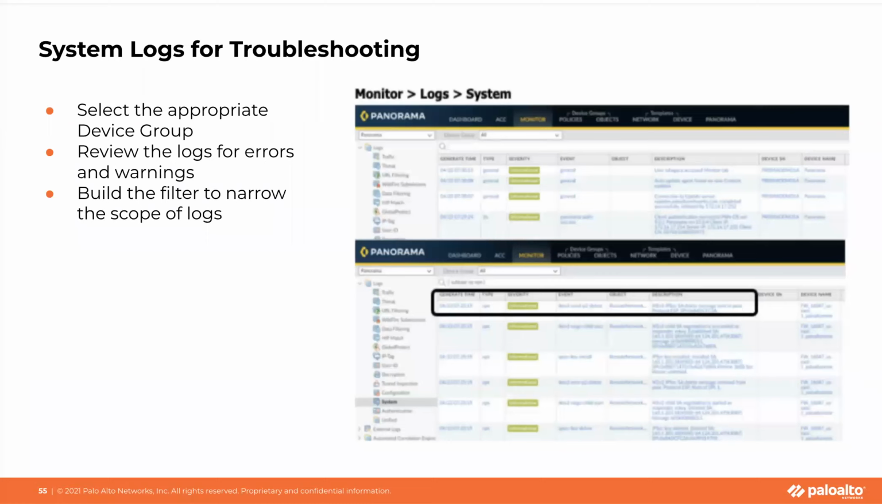Next is the system logs for troubleshooting. System logs provide valuable information about the overall health of your Prisma Access deployment. Normal updates are logged with an information severity. More serious issues are logged with a severity level of high or critical. You can use the filter option here and narrow down the scope of your logs to help you pinpoint the specific issues you might be encountering.